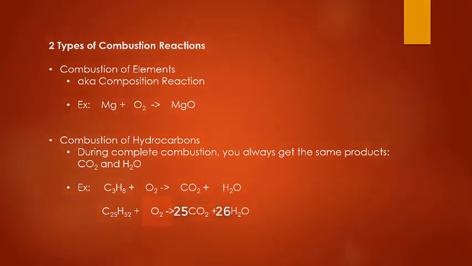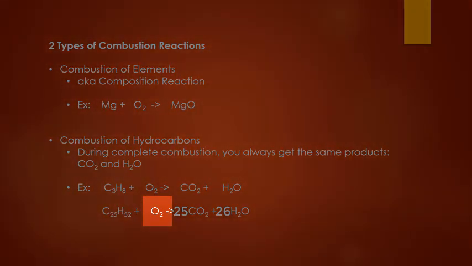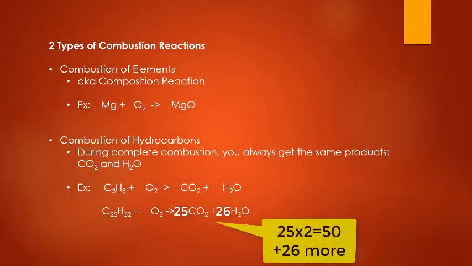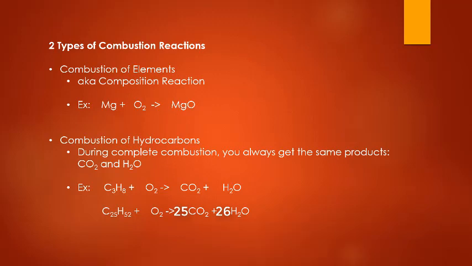I just have 2 oxygens on the reactant side. I now have 25 times 2, 50, plus 26 more oxygens from water. 50 plus 26 is 76 oxygens. Use a calculator if you need to, but 38 times 2 equals 76. I'll place a 38 as the coefficient in front of the O2.